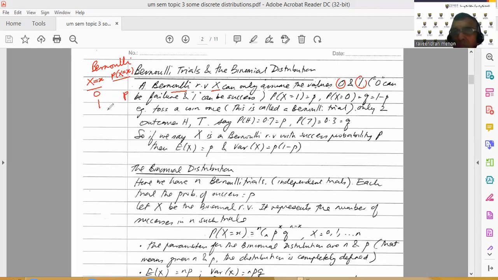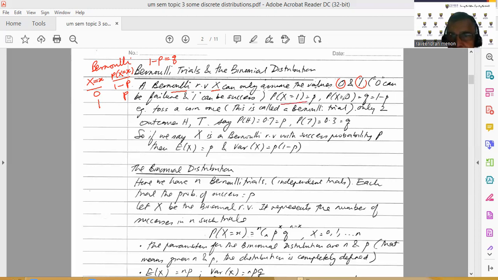And because there are only two values this x can take, if I say the probability x equals to 1 is p, then the probability x equals to 0 must be 1 minus p, right? This 1 minus p, sometimes we like to call it q. So that's what I've written here. A Bernoulli random variable can take values 0 and 1, and 0 we can classify as failure, and 1 can be a success, depending on the person doing the experiment.